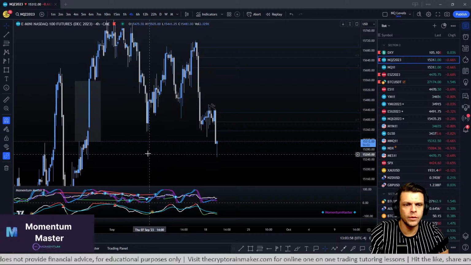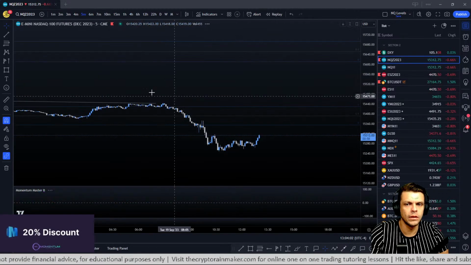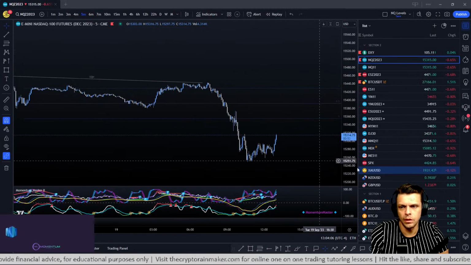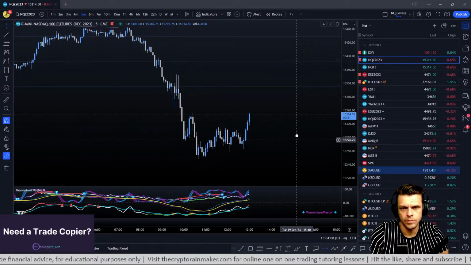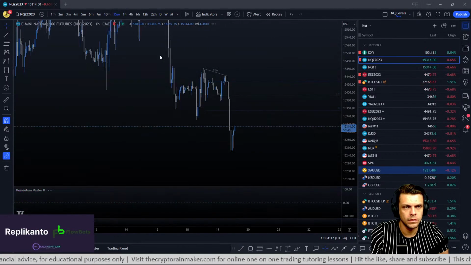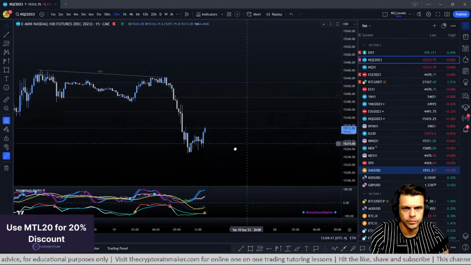Would have made me feel better if it took this low as well. Then I would have definitely looked for a nice scalp in the afternoon session. Okay, let's have a look at the 15.